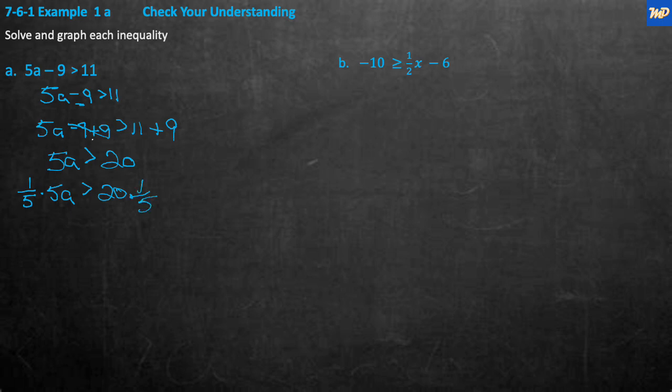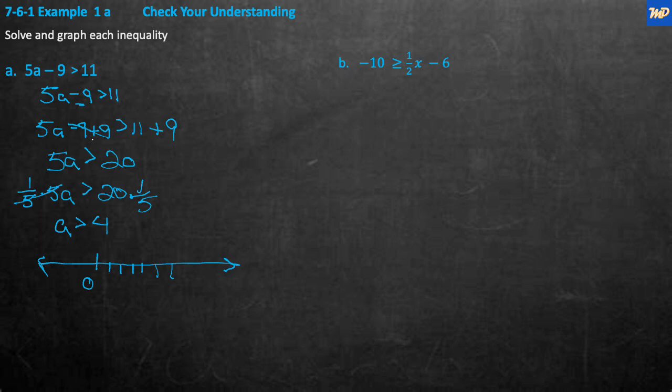If we do the math on that, the 5's cancel, and we end up with a is greater than 20 divided by 5, which is 4. Okay, so now with the number line, we're going to start here. This will be 0, 1, 2, 3, 4, 5, 6. So 1, 2, 3, 4. Here's our 4. And it's greater than. It doesn't say equal to. It just says greater than.